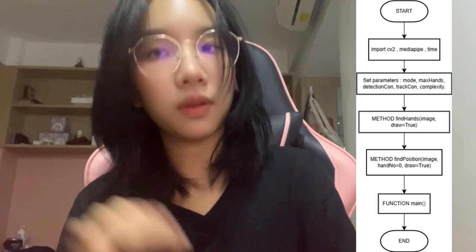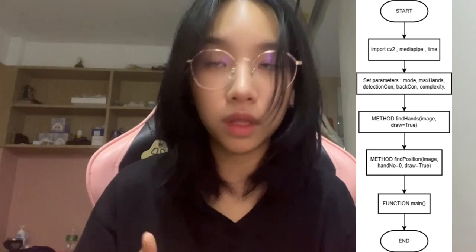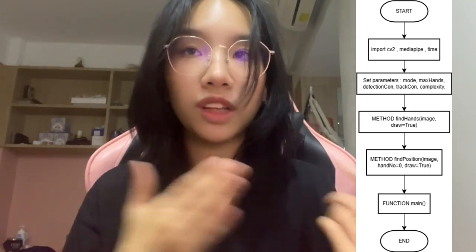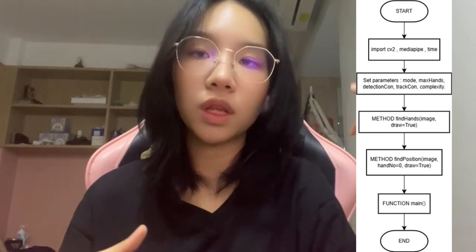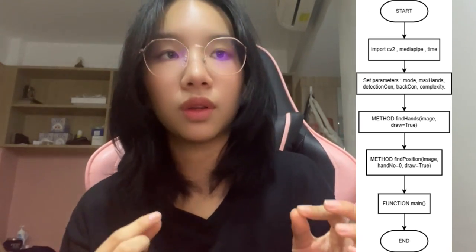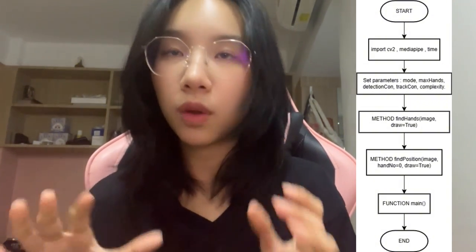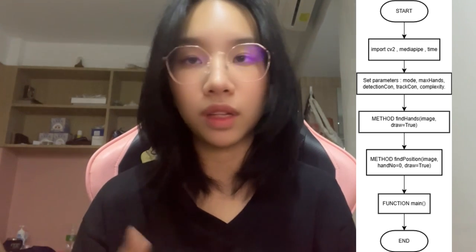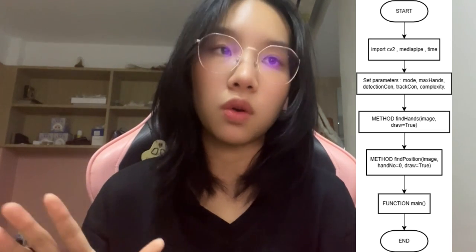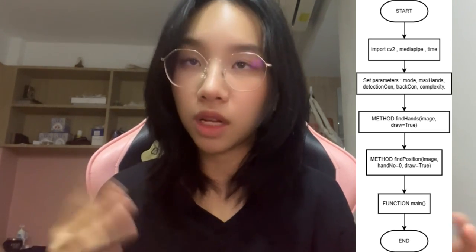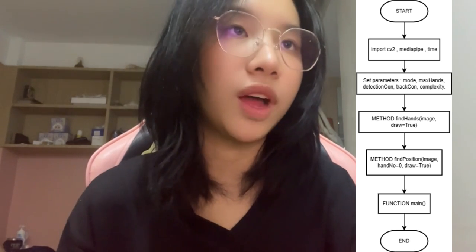Okay, let's look at another flowchart, which is findHands. In findHands, we start by converting the input image from BGR to RGB, and then we process the image to detect hands using MediaPipe. After that, we use a decision to check if a hand is detected or not. If it is detected, for each hand we calculate the bounding box coordinates, and then we draw the landmarks and coordinates on the image if draw is true. If not, we skip it, and then we return the annotated image and bounding box, and that's all about the findHands part.